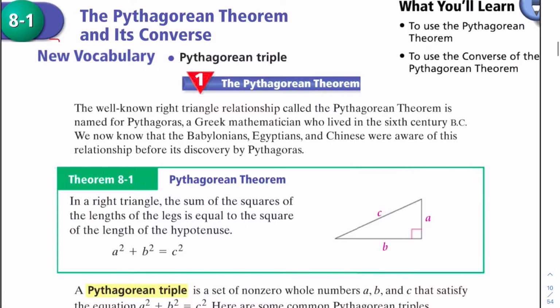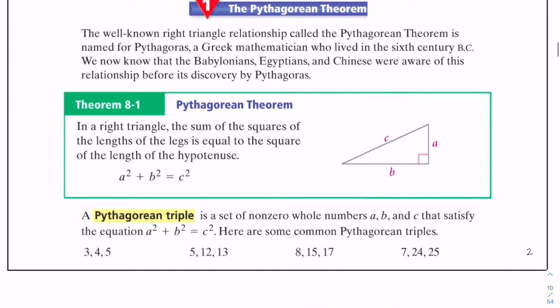The well-known triangle relationship called the Pythagorean theorem is named for Pythagoras, a Greek mathematician who lived in the 6th century BC. We now know that the Babylonians, Egyptians, and Chinese were aware of this relationship way before the discovery by Pythagoras. It just wasn't written down or published. In its publishment, the Pythagoreans, not only the teacher, the Greek mathematician, but also their students wrote it down, and it became widely known and widespread.